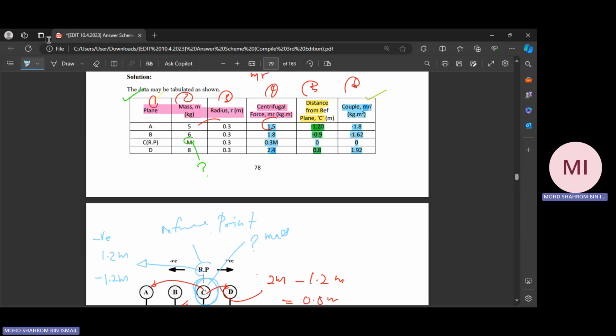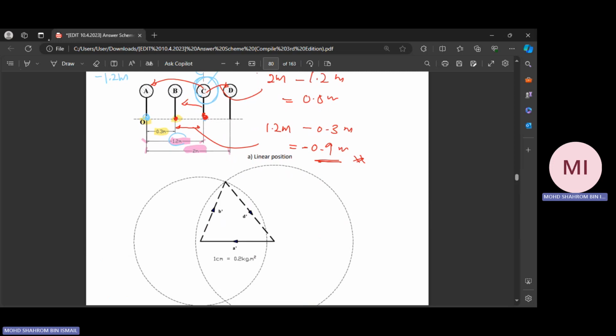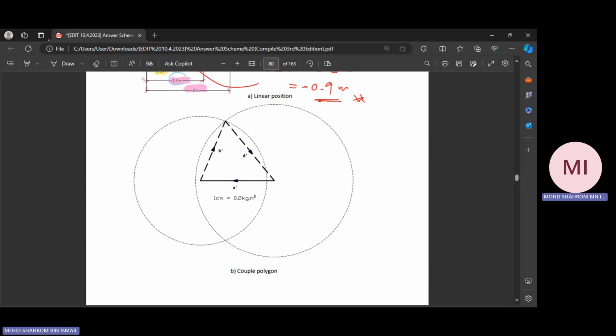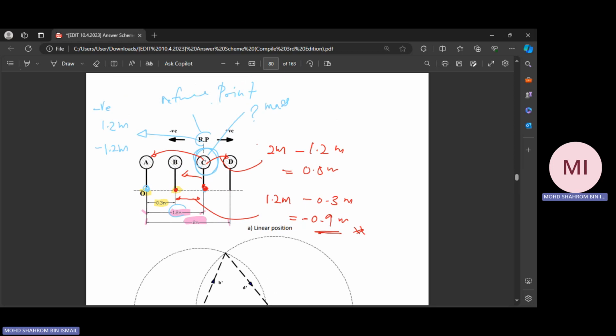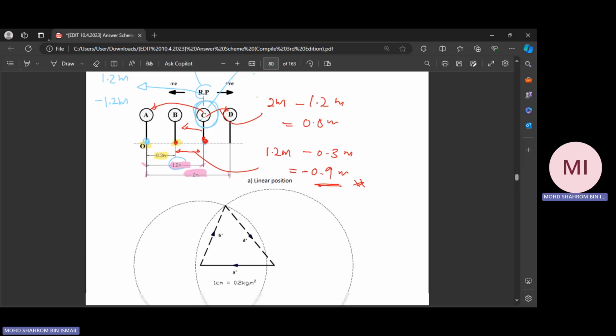Okay. So now you already done the table. Still you're not solving the problem yet, since you still don't know the value for mass m, but it's still okay, no problem. This one we're going to draw the linear polygon.